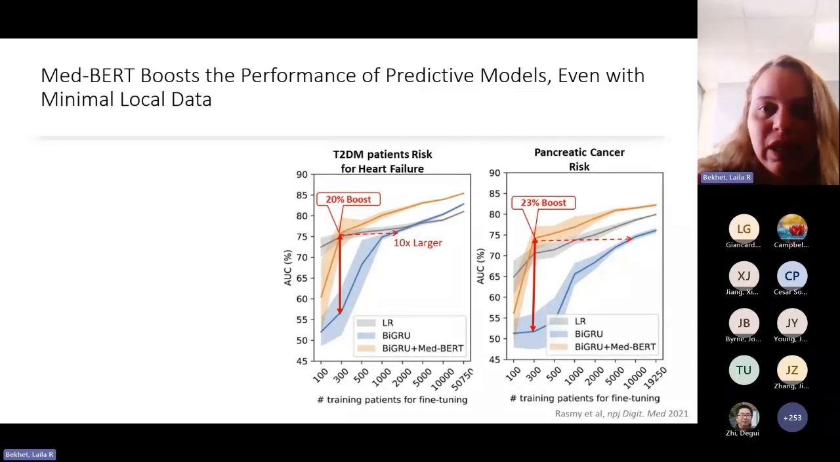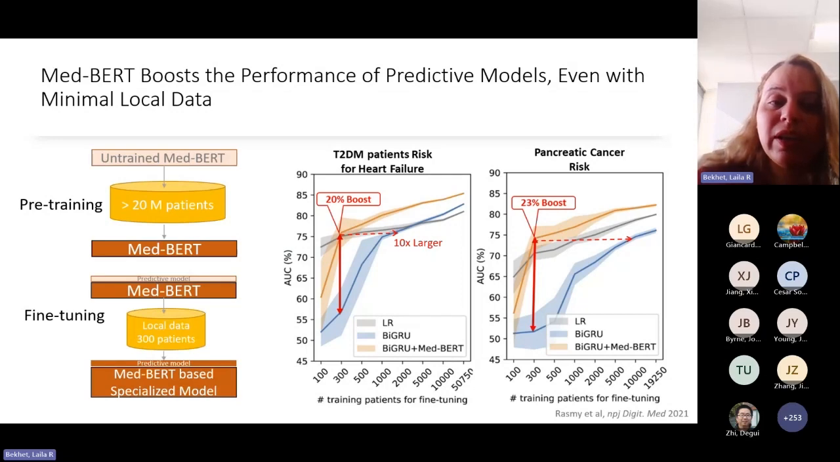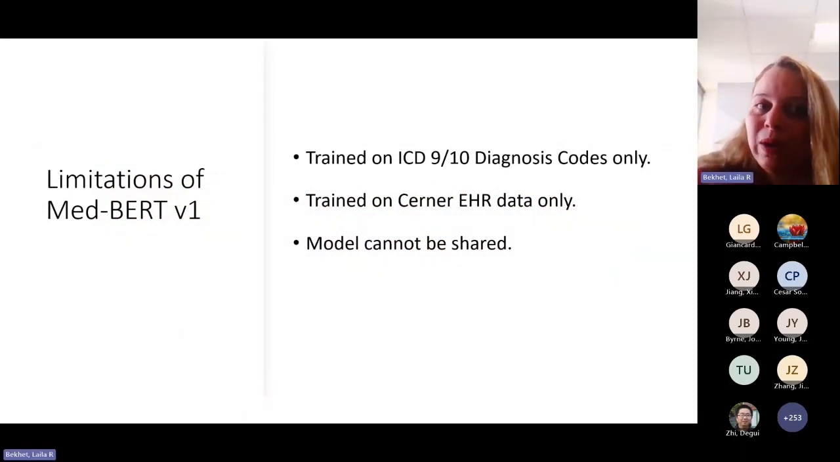Just to summarize, we take the untrained Med-BERT, or the BERT architecture, and we train it on more than 20 million patients. We have a pre-trained Med-BERT that we use as a foundation for another classifier, which is a small predictive model on top of it. I just fine-tune on the local data, which can be only 300 patients, and I get a specialized model that can give me 75% accuracy. You can see here also the same for pancreatic cancer, it has more than a 23% boost in the accuracy. So when we published that, we only used diagnosis codes, ICD-9, ICD-10.